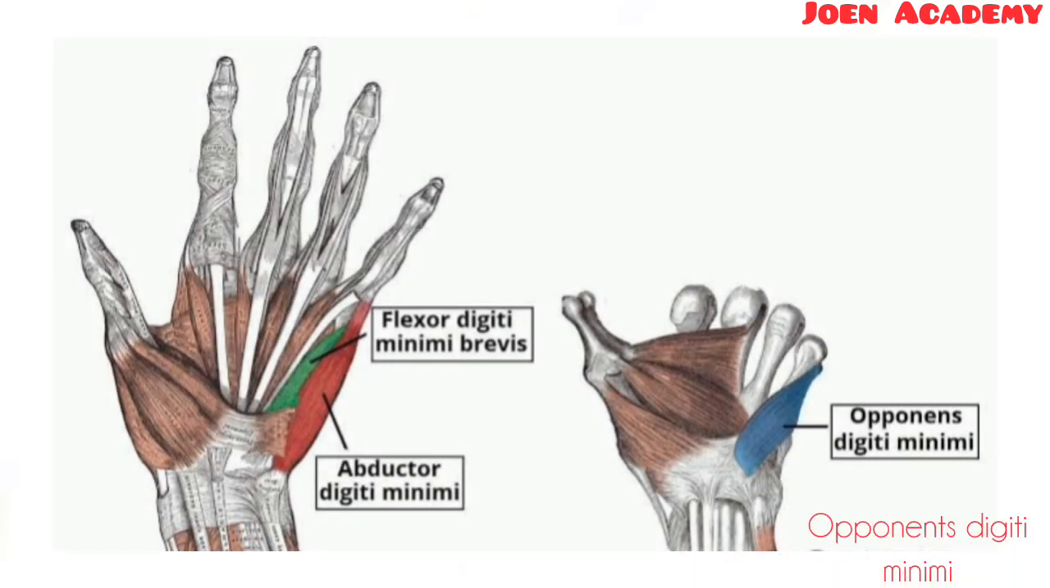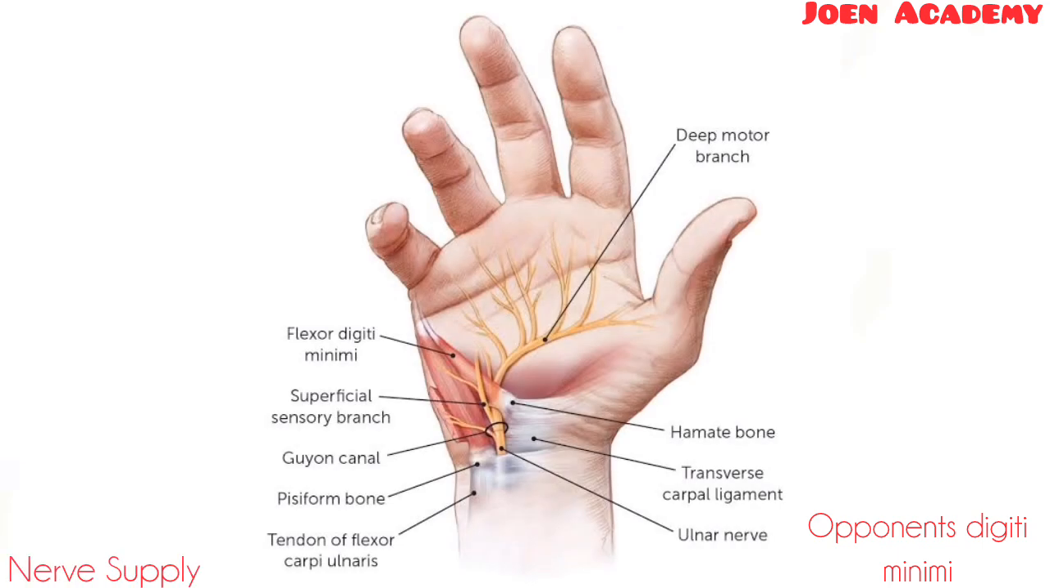Firstly, the opponens digiti minimi. The opponens digiti minimi lies deep to the other hypothenar muscles. It originates from the hook of the hamate and associated flexor retinaculum to insert into the medial margin of metacarpal 5. The action of this muscle is that it rotates the metacarpal of the little finger towards the palm, producing opposition. Just like we stated, the ulnar nerve is responsible for the nerve supply of this muscle.